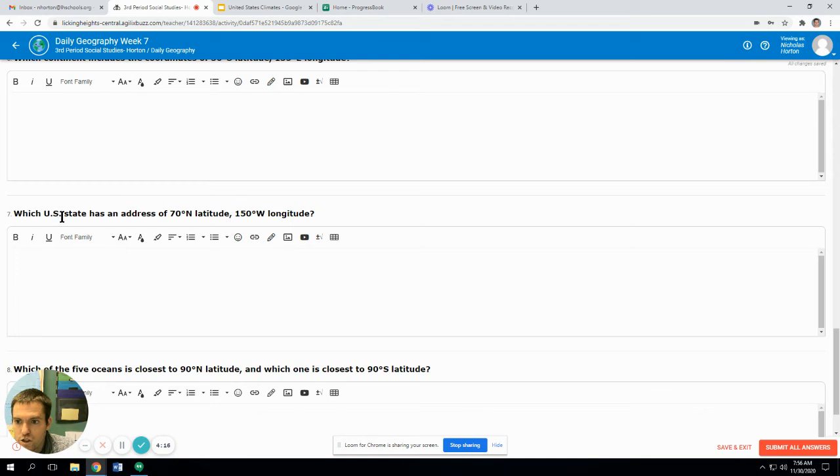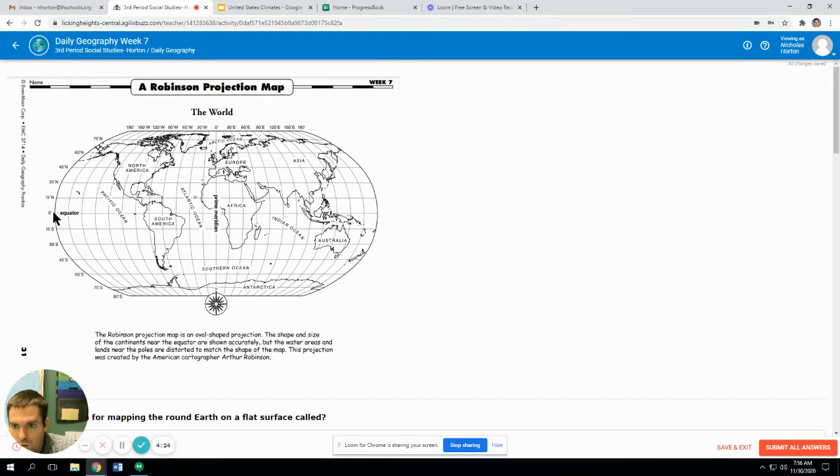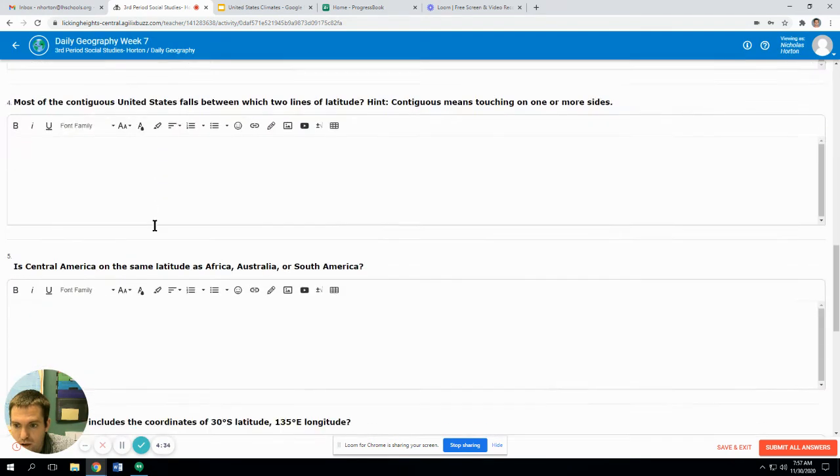Number 7 says, which U.S. state has the address of 70 degrees north latitude and 150 degrees west longitude? If you come up here, we're north, so we're 70 degrees north, at the very top, and 150 degrees west. So what is the biggest state in the United States? That'll be your answer for number 7.